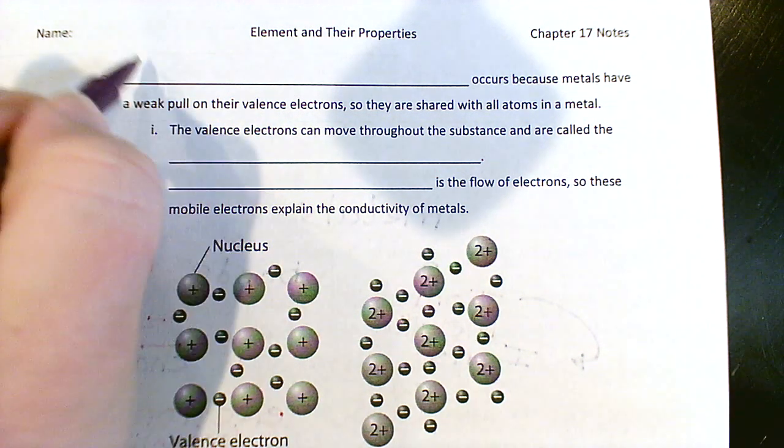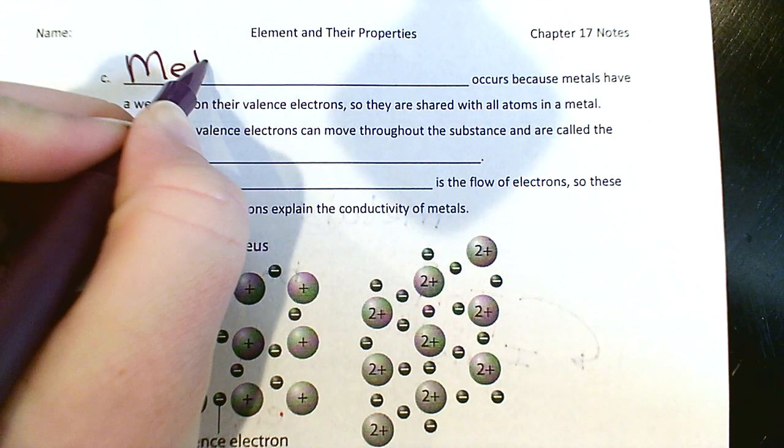The second type of bond metals can form was metallic bonds.